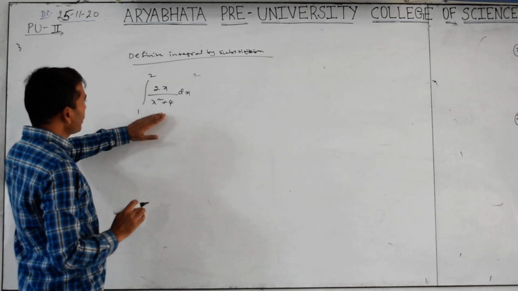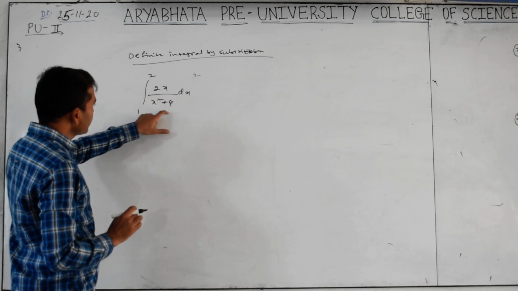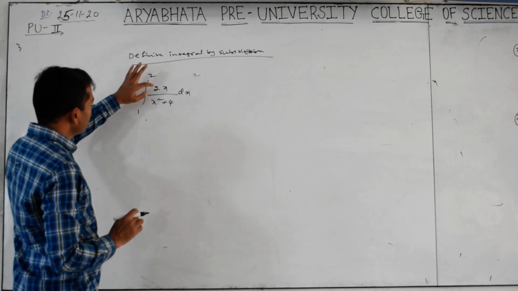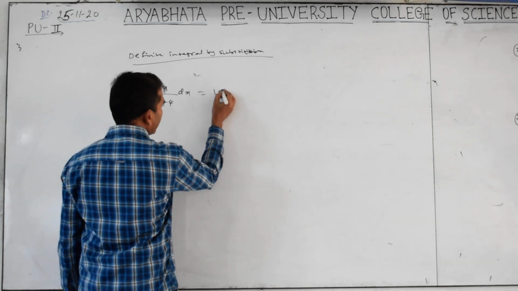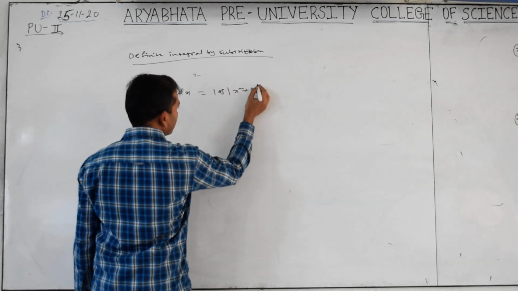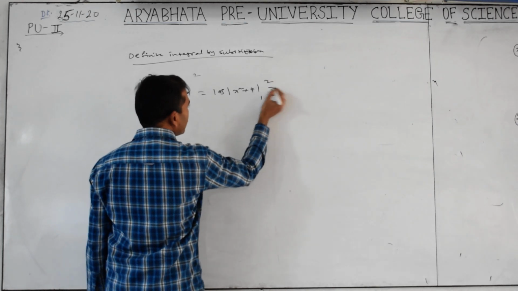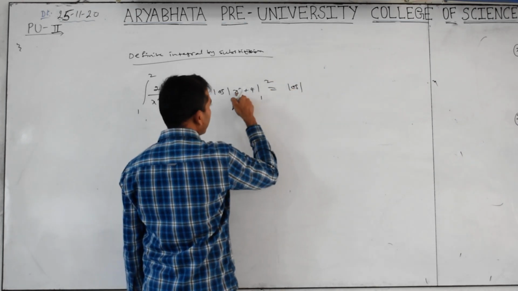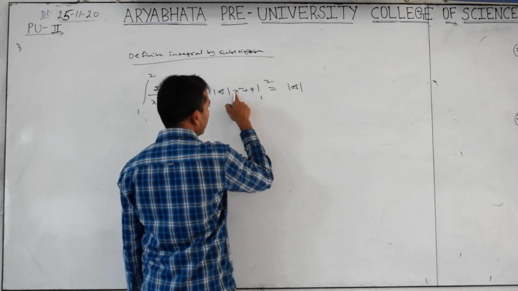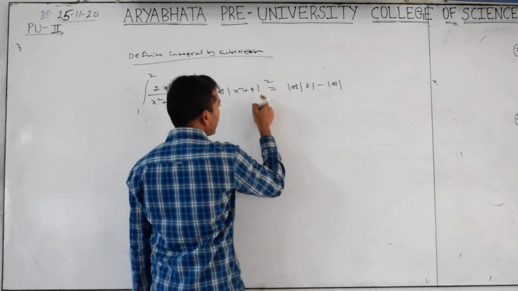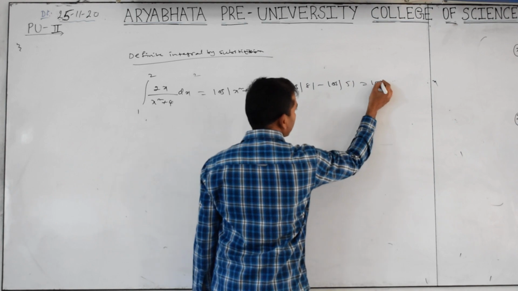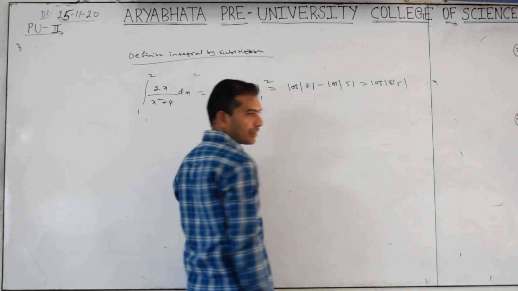This is just what we have done now. What is the differentiation of this? 2x. So f dash x by f of x is log of, so log of x square plus 4, limits 1 to 2. We'll get log of, put x is equal to 2, 2 square plus 4, 8, minus log of 1 plus 4, 5, which is equal to log of 8 by 5.